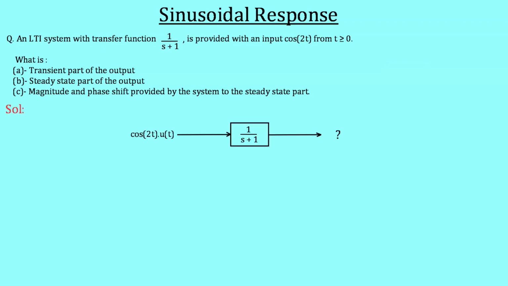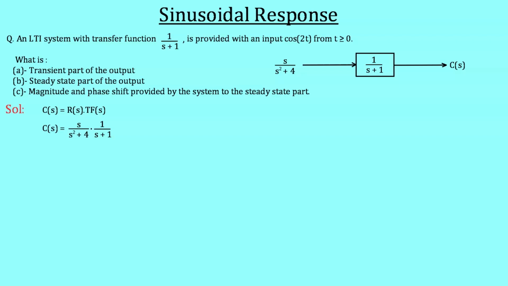Now let us see the solution. Input is provided to be equal to cos 2t multiplied by unit step signal, whereas the transfer function of the system is provided in frequency domain, which is equal to 1 upon s plus 1. Your first step should be to convert the input signal from time domain into frequency domain. The unilateral Laplace transform of cos 2t multiplied by unit step signal is equal to s divided by s square plus 4. We also know the response is equal to transient response plus steady state response.